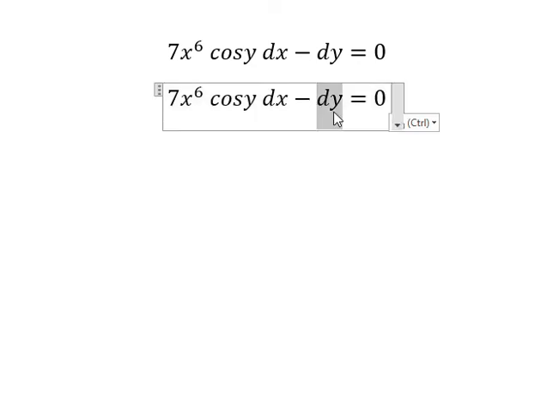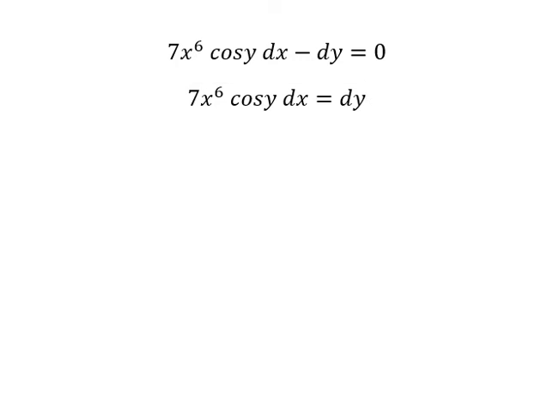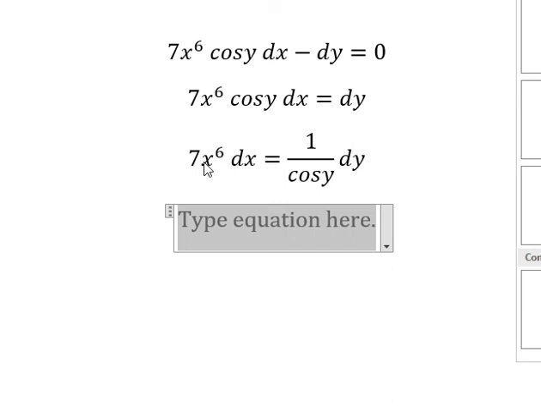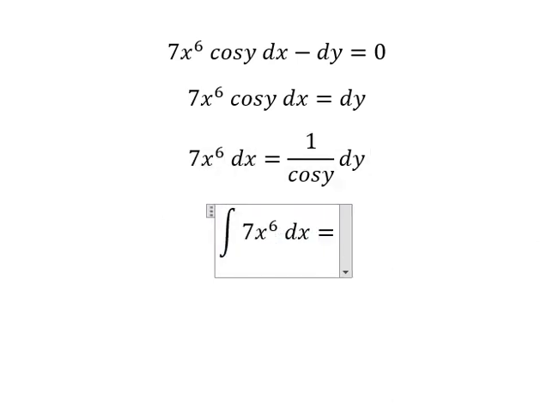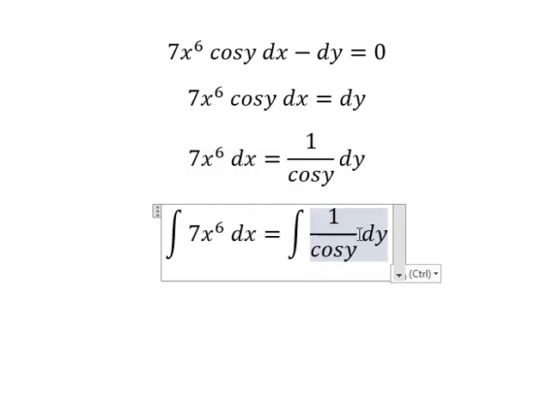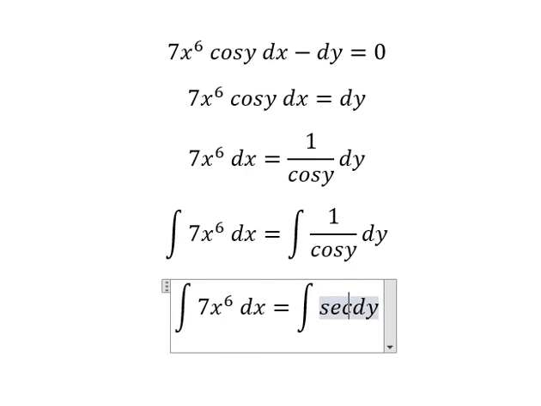This one I will put on the right. Later we divide both sides by cosine y. Next, I will put the integration for both sides. So this one we have secant of y.